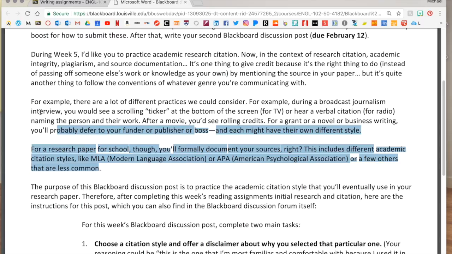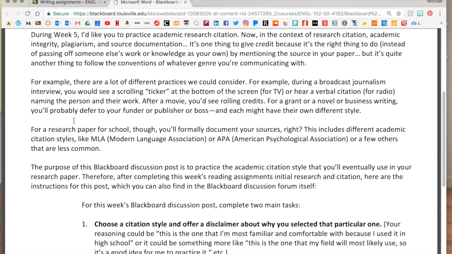This includes different academic citation styles, like MLA, which stands for Modern Language Association, or APA, which stands for American Psychological Association, or a few others that are less common. Alrighty, so yeah, read some stuff and then practice citing some stuff. Hopefully this week's activities help you not only to choose and practice a citation style, but also to embark on a really, really good research journey.